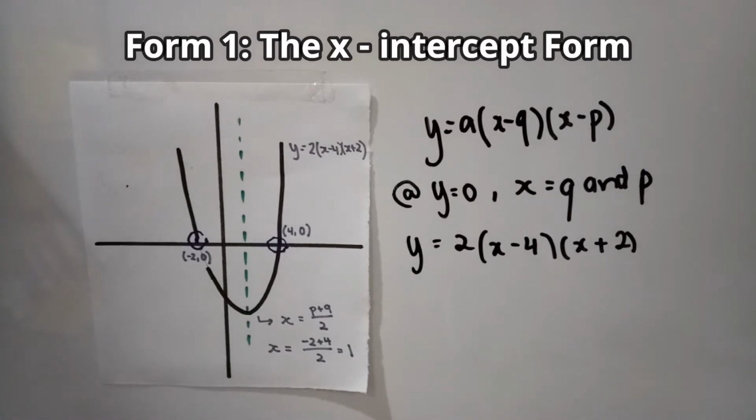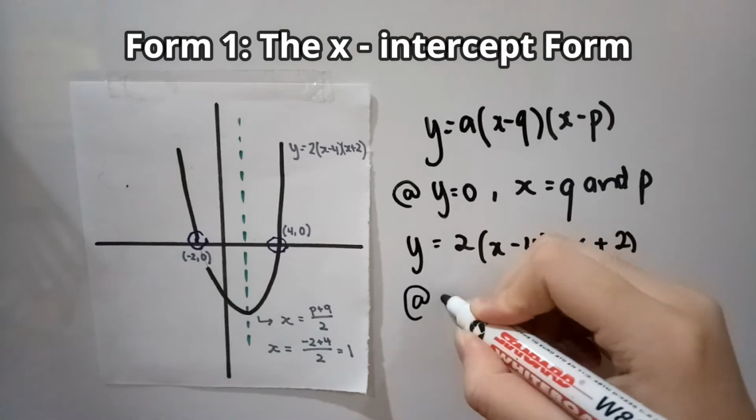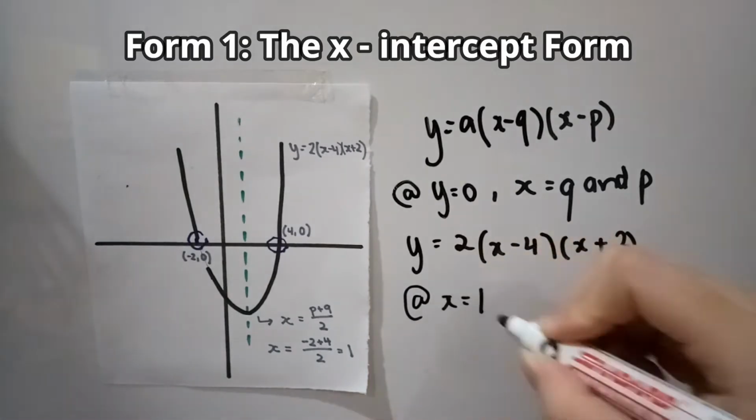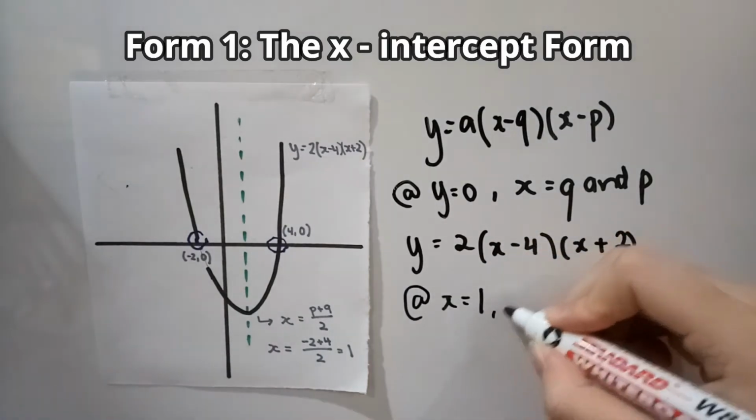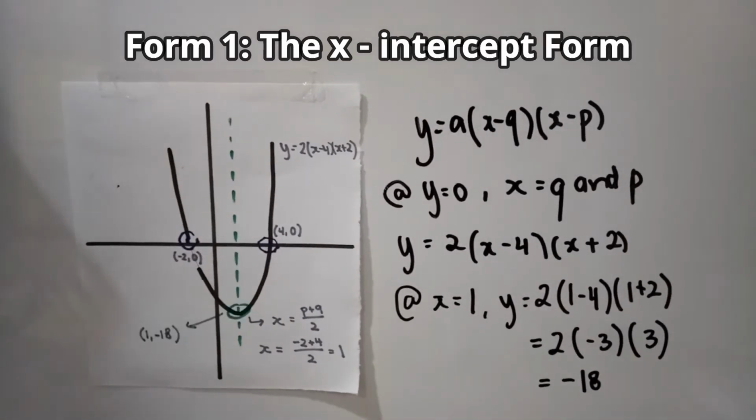If you've found the axis of symmetry, you've also found the vertex's x-coordinate. To find the vertex's y-coordinate, you can use x equals 1, substitute it back into the equation, and you have the y-coordinate. In this case, we get y equals negative 18. So the vertex is located at (1, negative 18).